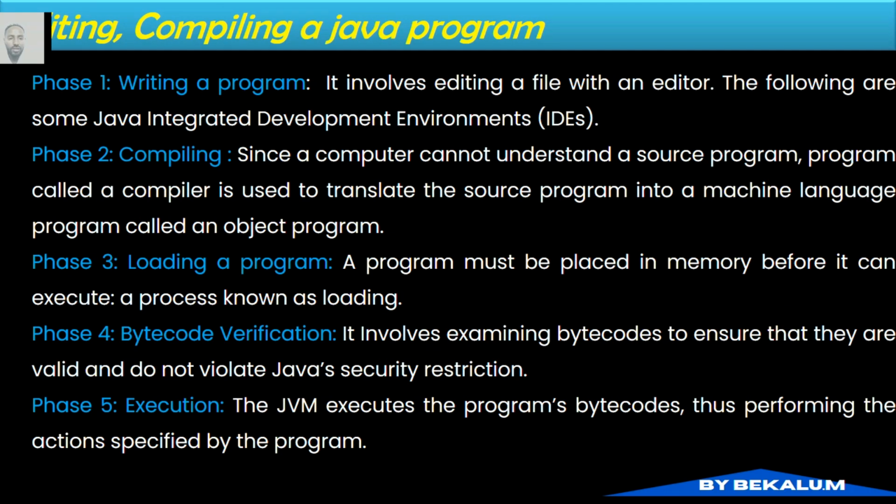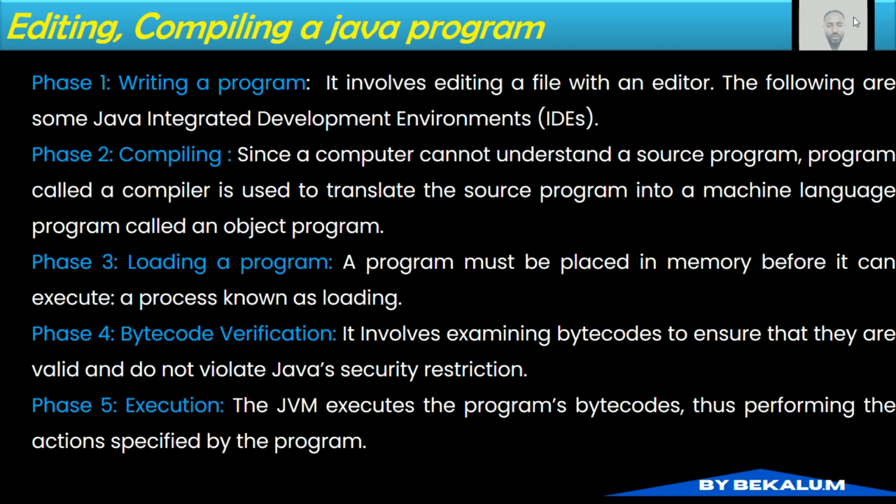So let's see editing and compiling a Java program. The first phase is writing a source program. The next phase is compiling, because the computer cannot directly understand a source program written in a high-level programming language, so we need to compile it. The compiler changes the high-level source code to the corresponding bytecode in the case of Java. So we're going to have Java bytecode.